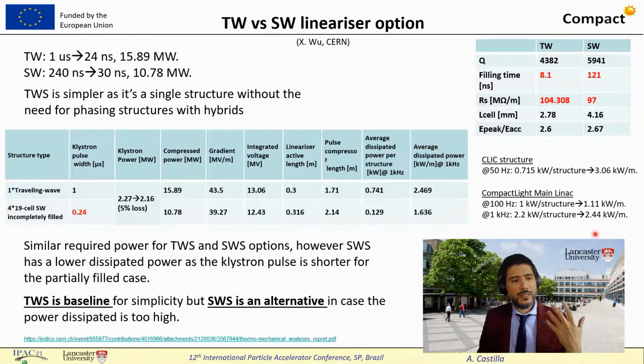So even when the traveling wave structure has a higher dissipated power at 1 kilohertz repetition rate operation, it's able to be compared to the dissipated power of the LINAC of CompactLight itself. So we keep the traveling wave structure as a baseline and the standing wave structure as an alternative in case the handling of the dissipated power turns out to be an issue.